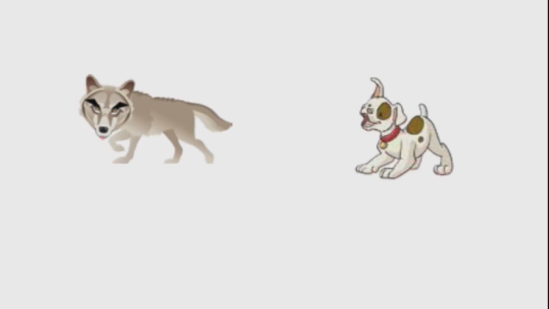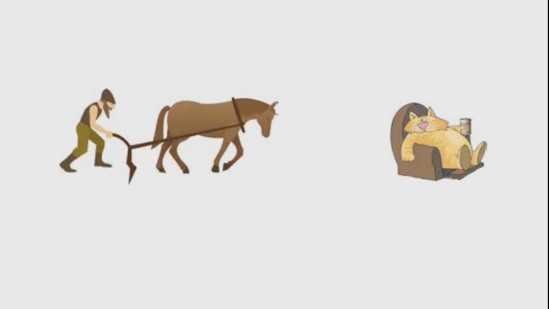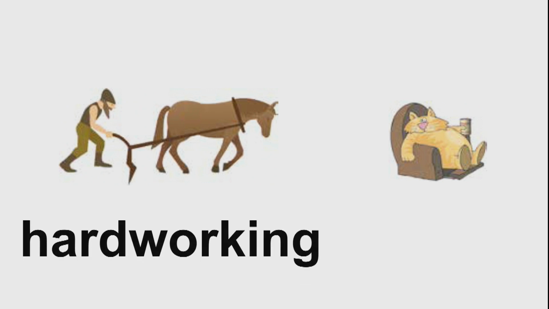A wolf is very dangerous. Dangerous. And a puppy, is it dangerous? No, it isn't. It's nice. Dangerous, nice. A horse works hard. That's why we call it hardworking. Hardworking. Look at that cat. Is it hardworking? Not really. It's very lazy. Repeat after me. Hardworking, lazy.